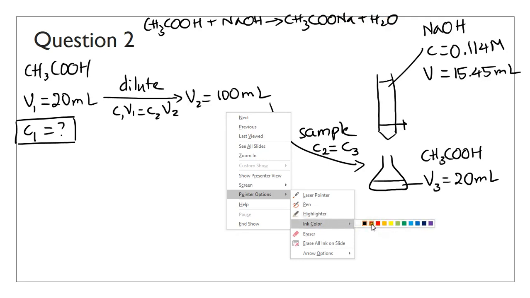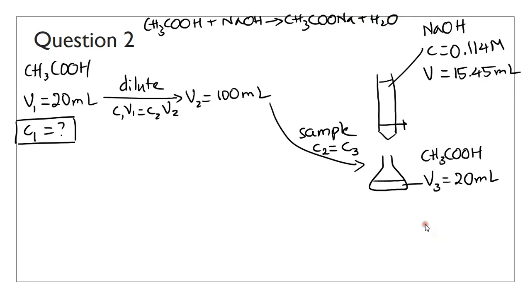Okay, so always start with the part that you have the most information, which in this case is going to be the standard solution of sodium hydroxide. The first thing I'm going to do is find the number of mole of sodium hydroxide by concentration times volume. Make sure you convert the volume to liter. So the number of mole of sodium hydroxide is 0.00176 mole.